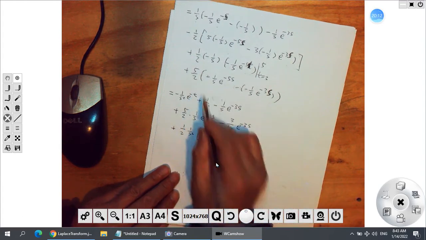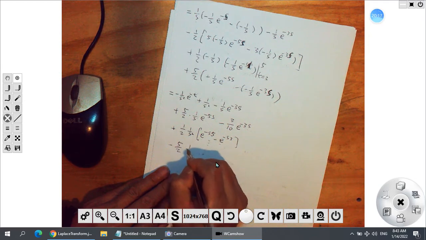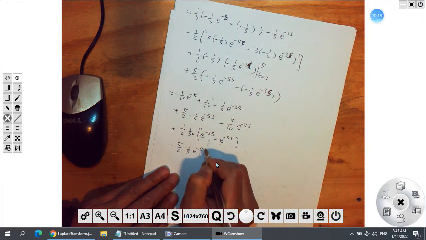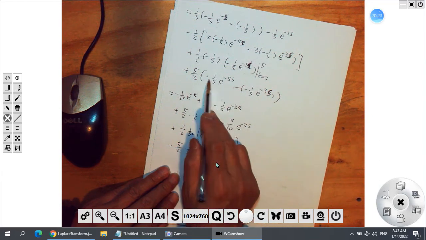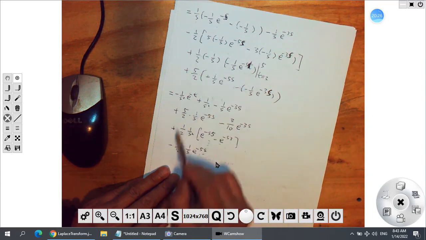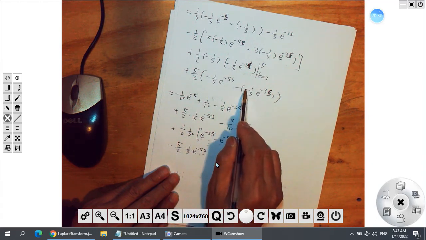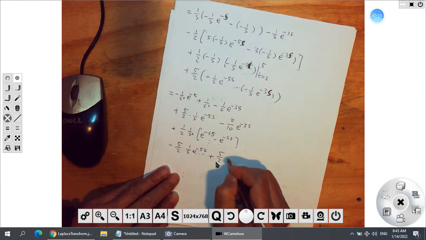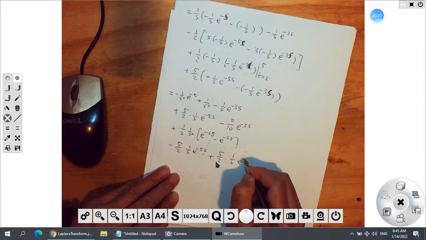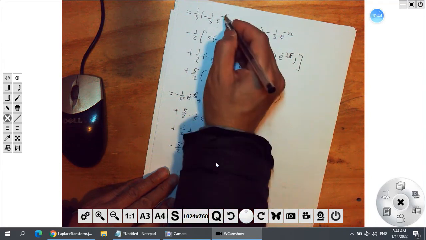And last term, minus 5 over 2, 1 over s, e to the negative 5s, and here's a minus, right? It's a minus, yeah. Here's another minus, but a minus minus is a plus. So this is a plus 5 over 2 times 1 over s e to the negative 3s. Here's an s. Yeah, I changed this. I also need to change this.